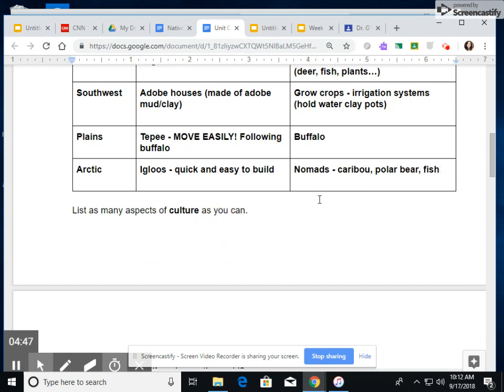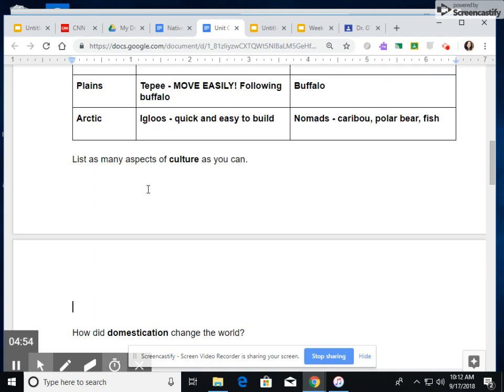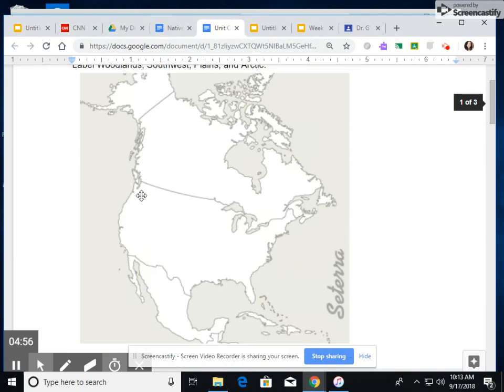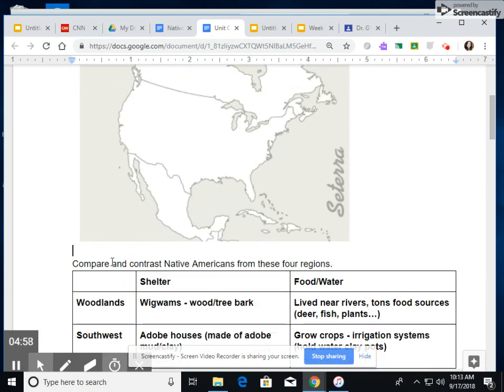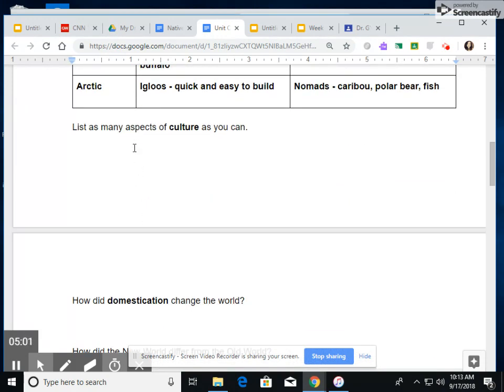All right, so this one lists as many aspects of culture as you can. I'm not talking about a particular culture. I just want to know if you know the definition.